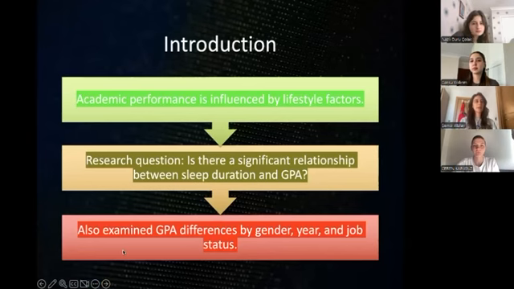Sleep impacts cognitive performance, including memory and concentration. University students often have irregular sleep. We wanted to quantify the effects of sleep on GPA using statistical methods.